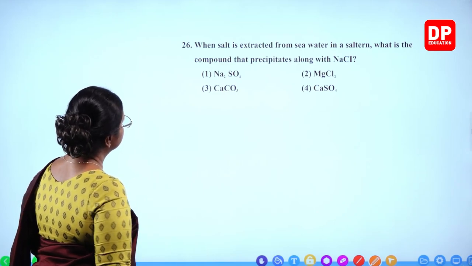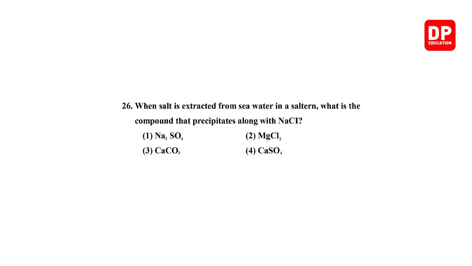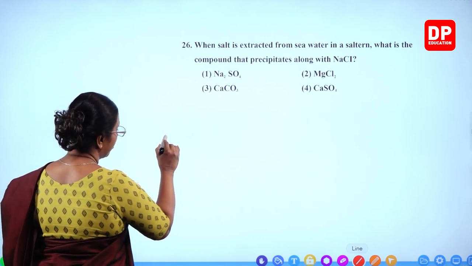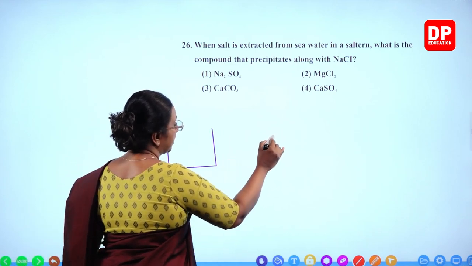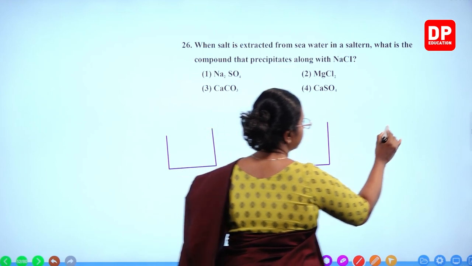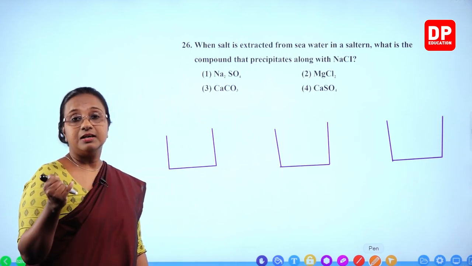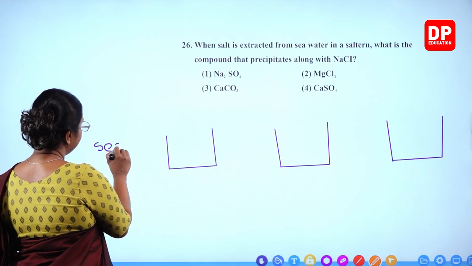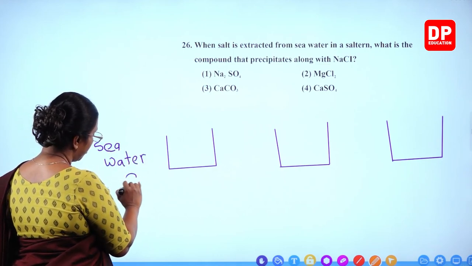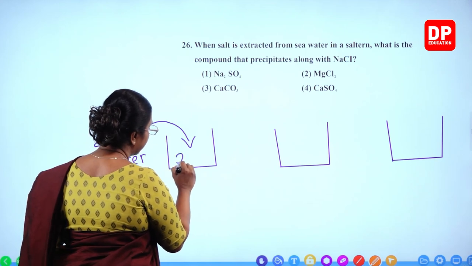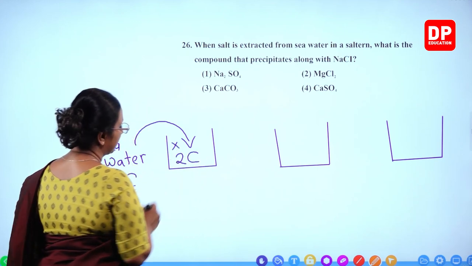Here, 26. When salt is extracted from seawater in a saltern, what is the compound that precipitates along with sodium chloride? Now you can remember, students, in the saltern, when salt is extracted from seawater, initially you have seawater, then you have three types of tanks. The broad shallow tank, then the medium tank, and then the small tanks. Initially we have seawater. Let's say the concentration of seawater, I will take it as C. We pass it into the first tank where the concentration becomes 2 times the concentration. It is increased by 2 times.